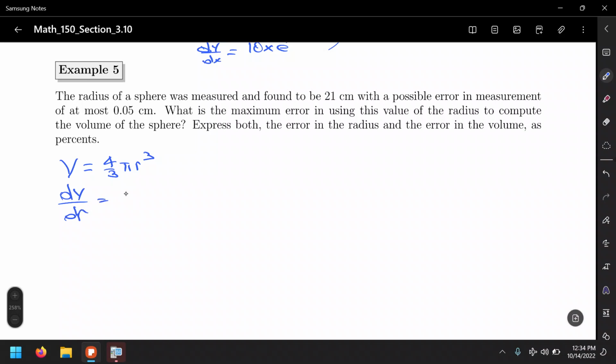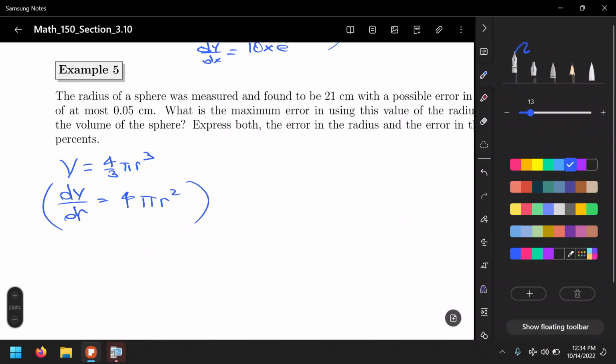All right? And that's 3 times 4/3, which is 4 pi r squared. These are not changing over time anymore. And we're going to find the differential in a similar way that we did before. So we're going to multiply both sides by dr.